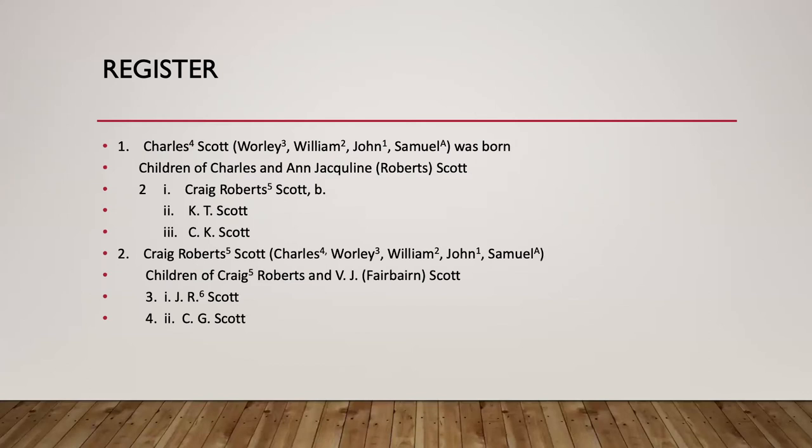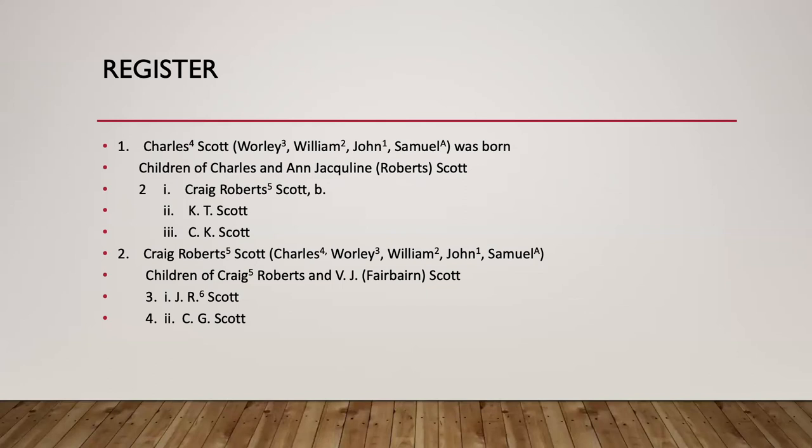So when you look at the Register format, the Register format only numbers people who are going forward. So here's my family with some modifications. In other words, I'm not going to give you the names of all my siblings. There are 8 of them, so I've only used a few of them, and I've used initials to protect the guilty, I mean innocent. So my father, Charles, is of the fourth generation of Samuel John William Worley.